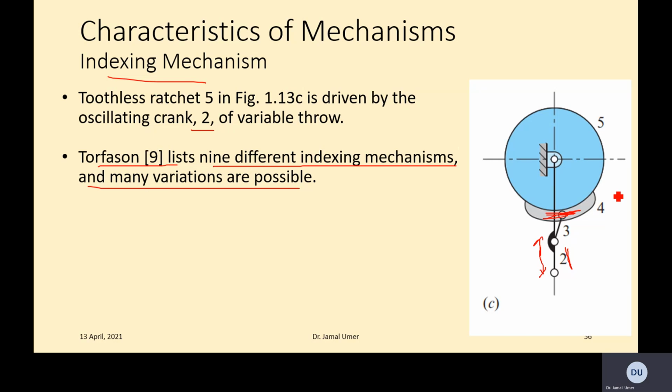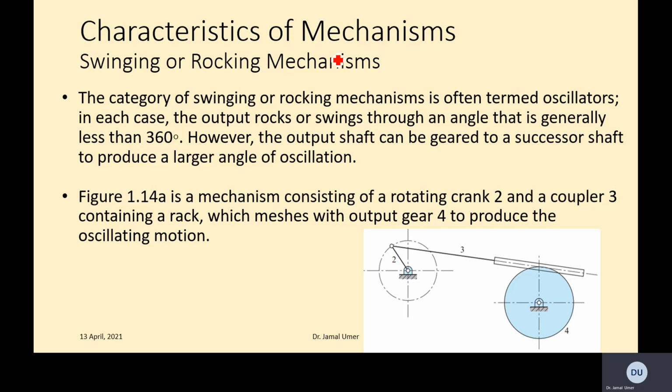All right, the next is the swinging or rocking mechanism. The category of swinging or rocking mechanism is often termed oscillator. So these are called oscillators as well. In each case, the output rocks or swings through an angle that is generally less than 360 degrees. The component which is swinging is normally less than 360. What does it mean? It is not going to rotate a complete revolution. So it will be less than 360.